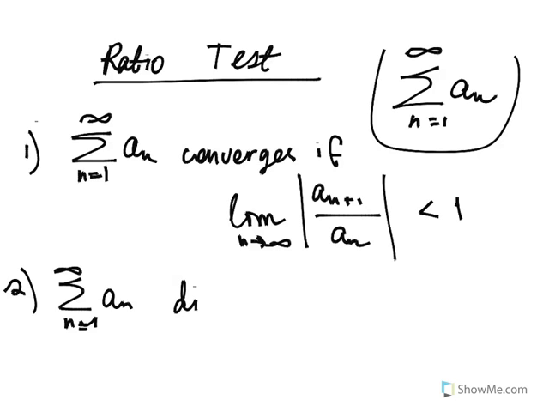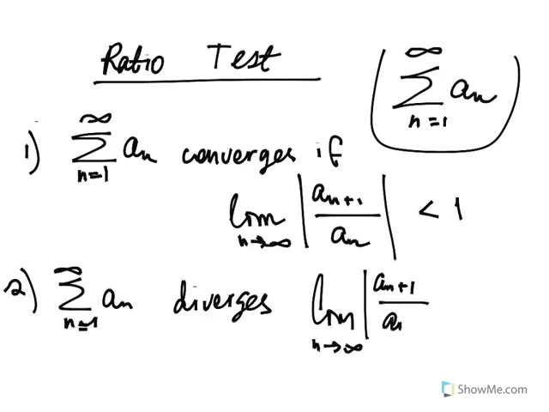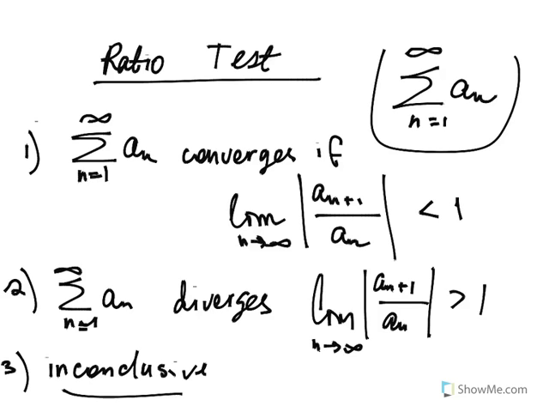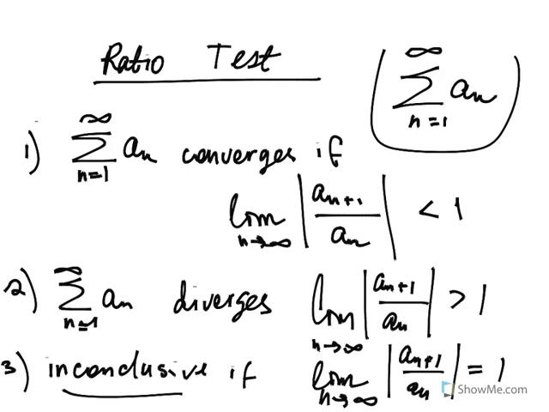The second statement: it diverges if the limit of this same ratio is greater than 1. Now, the third statement: the ratio test is inconclusive. And that's the word you use if the limit as n approaches infinity of that same ratio all of a sudden equals 1.